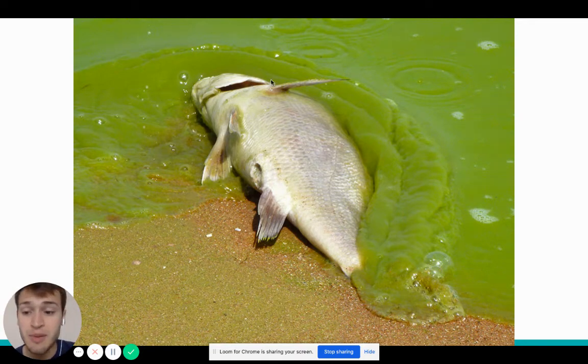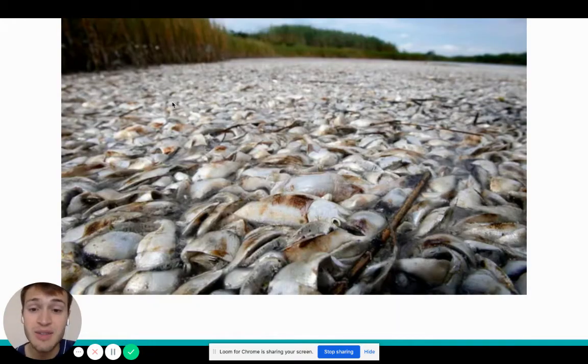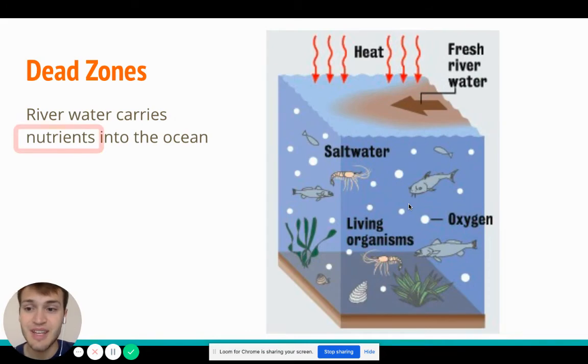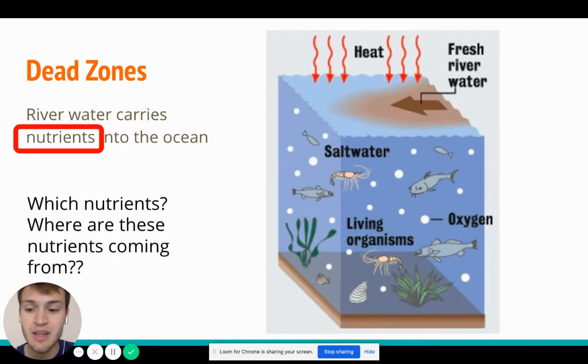Yeah, and so when this happens is when we can get a dead zone. And we see this fish, it's dead, probably died because there's not enough oxygen in the water. And that is also what led us to this warm-up picture. All of these fish suddenly died because there was not enough oxygen in the water, because there's a dead zone here or nearby. So we now know that when river water carries nutrients into the ocean, by nutrients we really mean nitrogen. And those nutrients, that nitrogen is coming from fertilizer and manure, so poop.